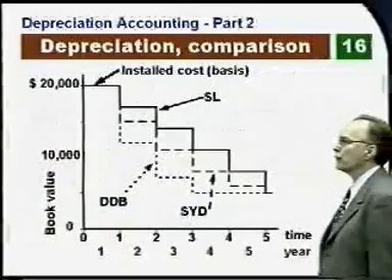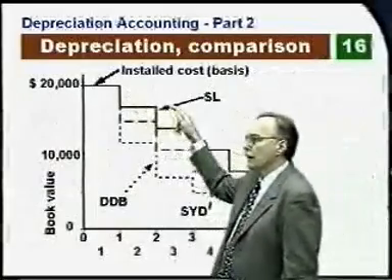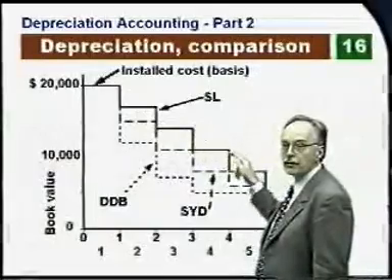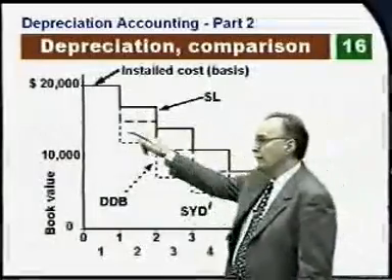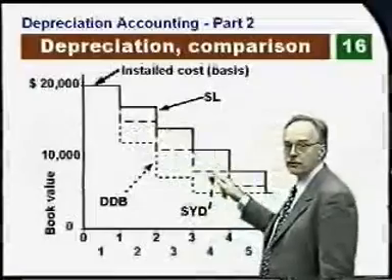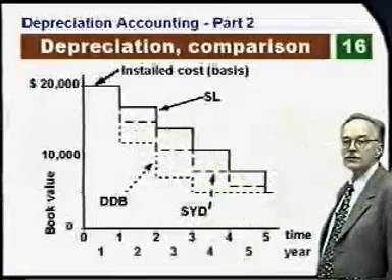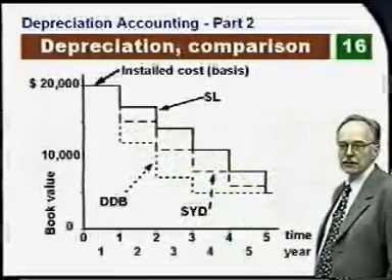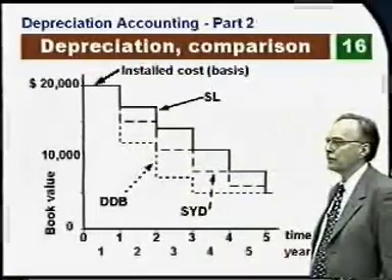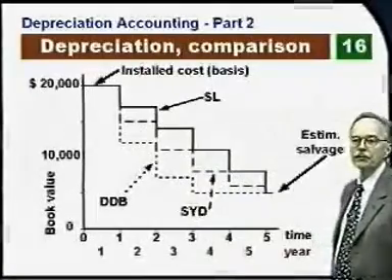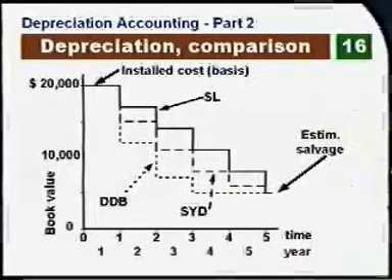Here we have a graph showing the three different methods. The solid line is the straight line method, 3,000 each year. The middle dashed line is the sum of the year's digits method. And then the lower dashed line, DDV method, the double declining balance method. For all of these methods, the ending book value is equal to the estimated salvage value. That's a characteristic of the classical methods.